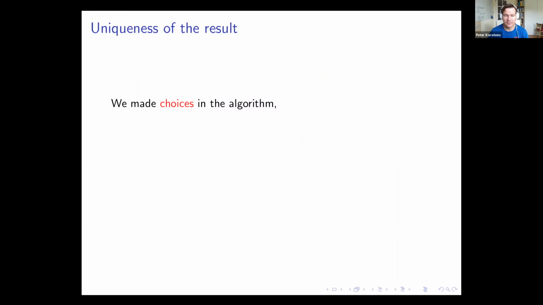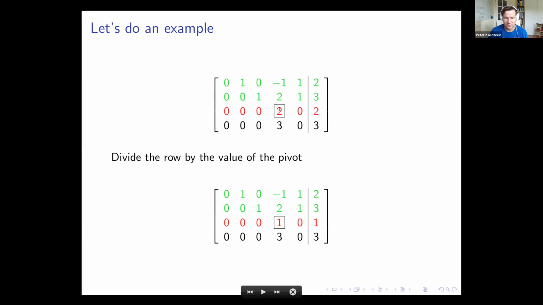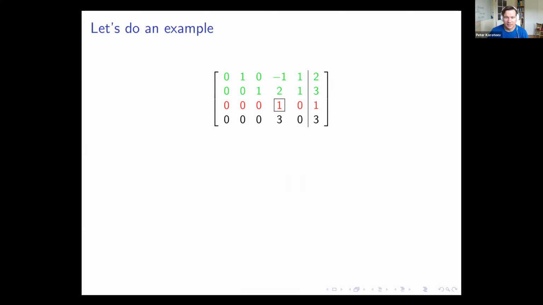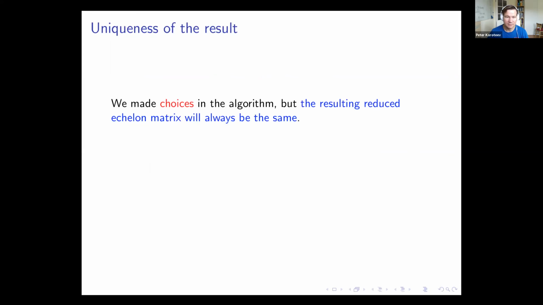So let's talk about the uniqueness of the output. We have made choices in this algorithm, but the resulting reduced echelon matrix will always be the same, right? So for example, in the last step, instead of choosing this as a pivot, we could have chosen the other one, right? So we could have taken the 3rd row and swapped it with the 4th row, and then divided by 3 and did the same procedure, as well as doing things with other rows. But as you can see, it doesn't matter, because the result would be the same eventually. So the algorithm is not unique, but the resulting reduced echelon matrix will always be unique.